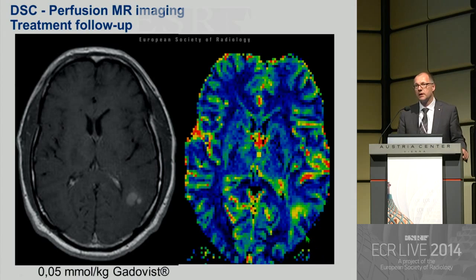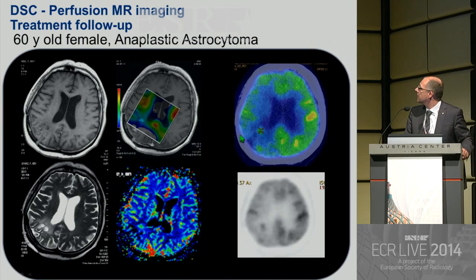Another case here, with correlation to some PET imaging, where we can clearly see in the perfusion study that there is a highly perfused area, even in this non-enhancing area, and this is very suspicious for a recurrent tumor.